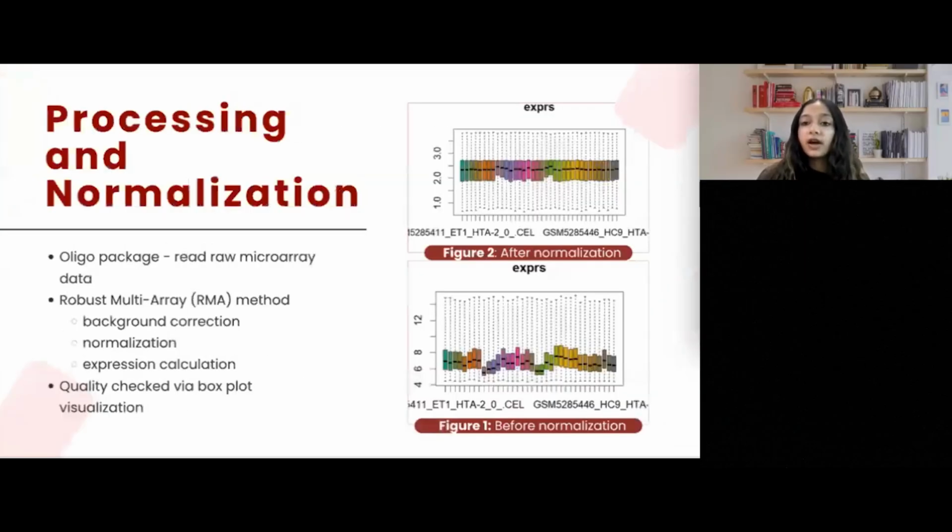After downloading the raw cell files of the microarray data, I preprocessed the data in R using the oligo package. With the robust multi-array method, I applied background correction, normalization, and expression calculation. Normalization is essentially adjusting the data so that all the samples are comparable, removing technical variation that isn't biological. These box plots confirmed that the samples were successfully normalized and comparable. As you can see in Figure 1, before normalization, the plots were uneven. But after normalization, as you can see in Figure 2, they line up at the same median, which confirms that the samples are standardized and can be reliably compared during analysis.